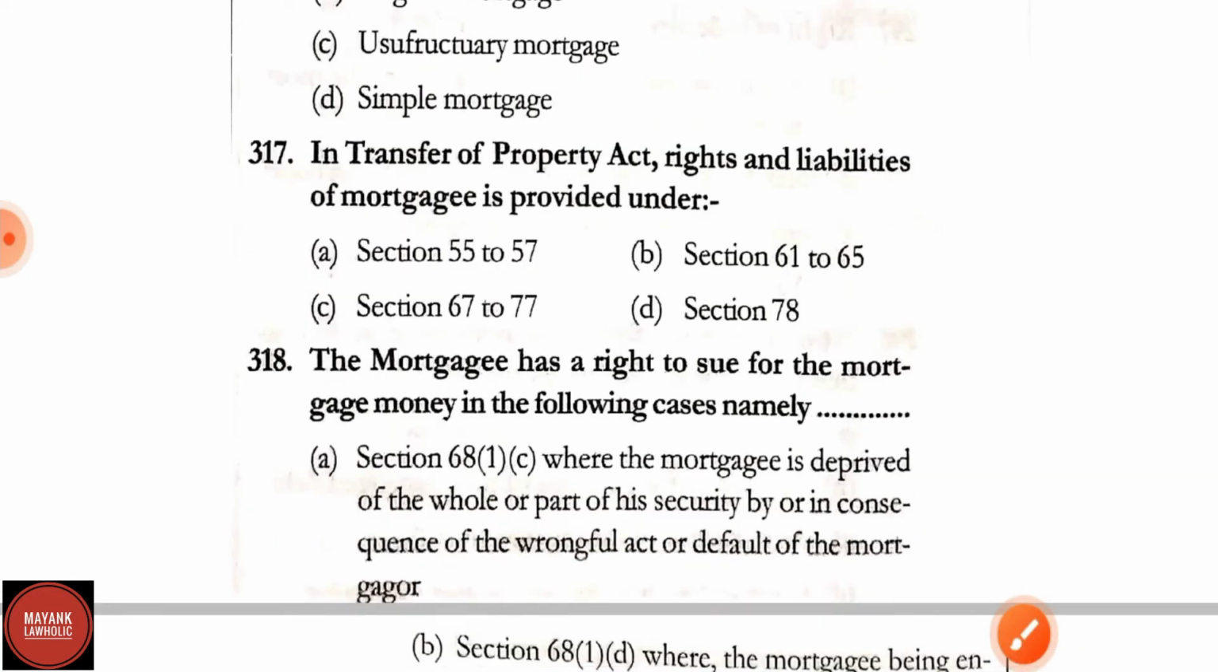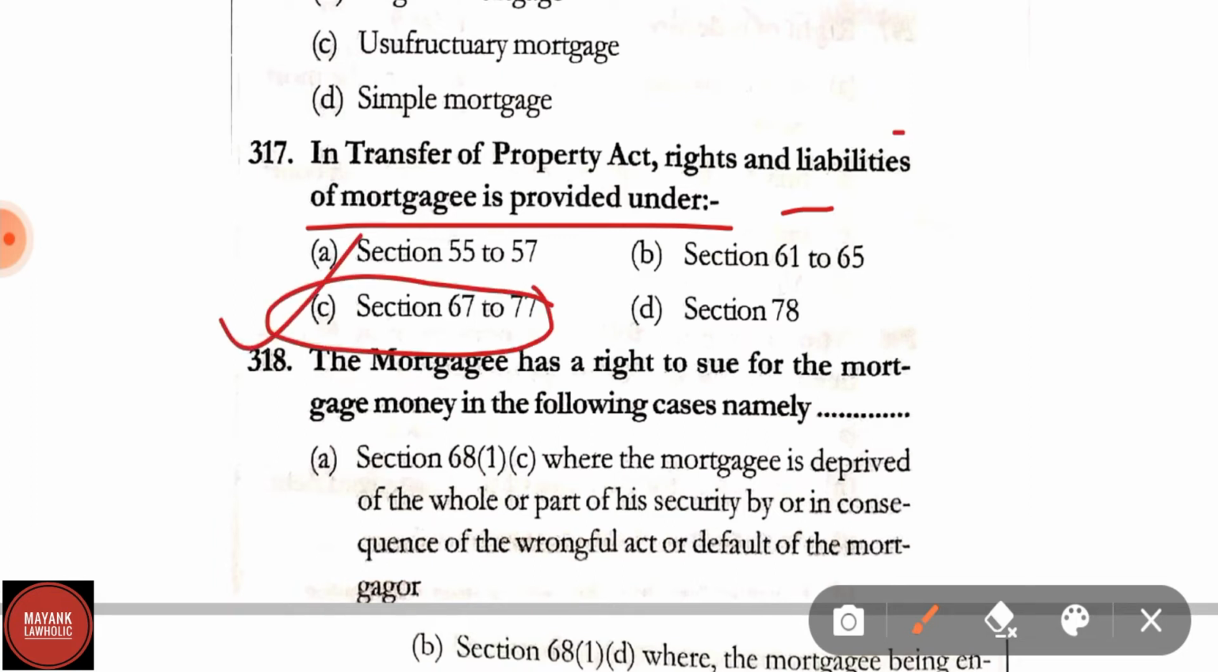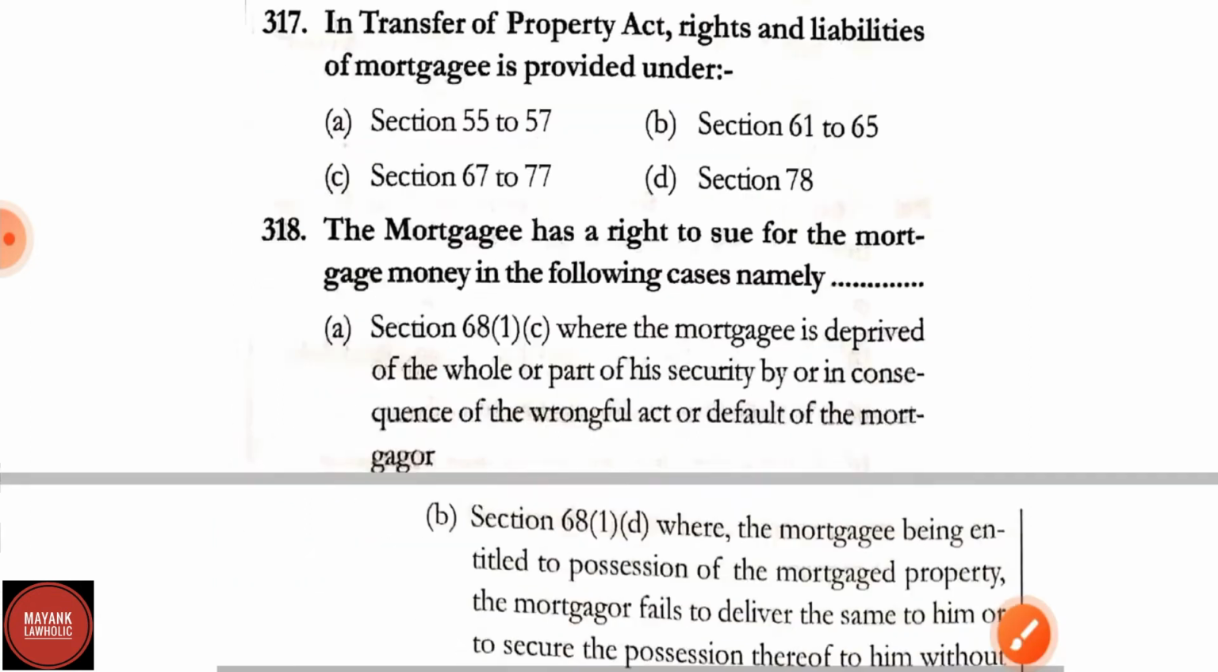Question number 317. In TPA, rights and liabilities of mortgagee is provided under option A, section 55 to 57, option B, section 61 to 65, option C, section 67 to 77, and option D, section 78. Here correct answer is option C, that is section 67 to 77, rights and liabilities of mortgagee is provided.